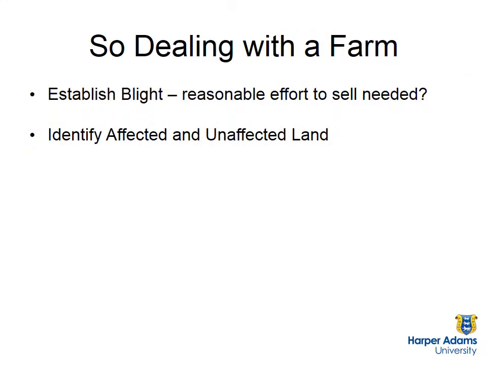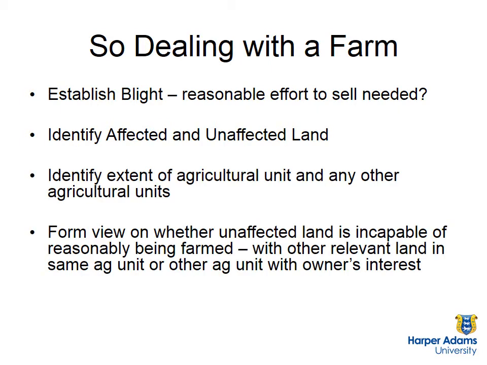So if we find ourselves having to deal with the question of blight on a farm, first of all, can we establish that the land is indeed blighted? We saw what blight was in the first of our 4 presentations. Have reasonable efforts to sell been made, or is it so late in the process because CPOs have been confirmed that that's not necessary? Then it's necessary to identify the affected and the unaffected areas of land. Having done that, we then need to identify the extent of the agricultural unit and any other agricultural units that the same farmer has control of in accordance with the definitions we've seen a moment ago.